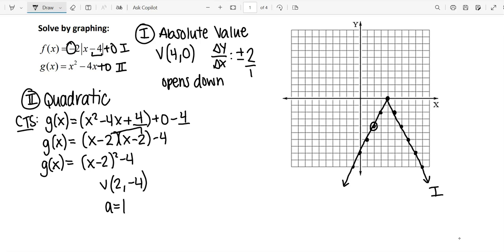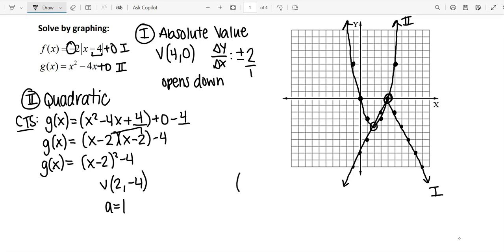And then I'm going to go from that point out 1, up 1, and then from that vertex out 2, up 4, I bump into this point, and then I have this one, back to the vertex out 3, up 9, and I'm ready to graph my parabola. And that's equation number 2.